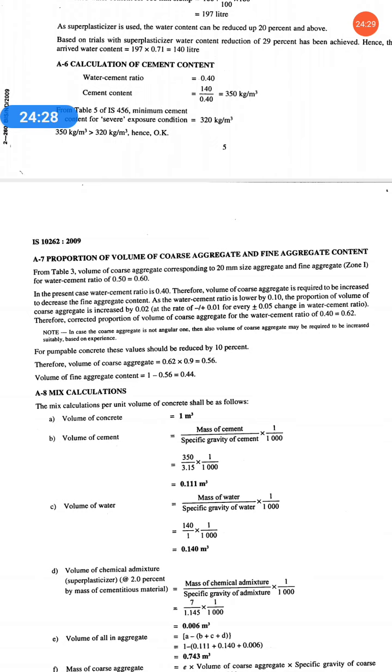See, from table number 3, which aggregate are we using? Here we are using 20 mm size aggregate and fine aggregate of zone 1. Okay, so the volume for water cement ratio 0.50 will be 0.60.